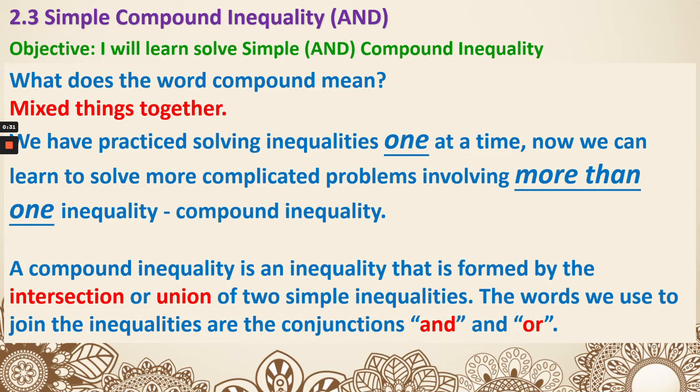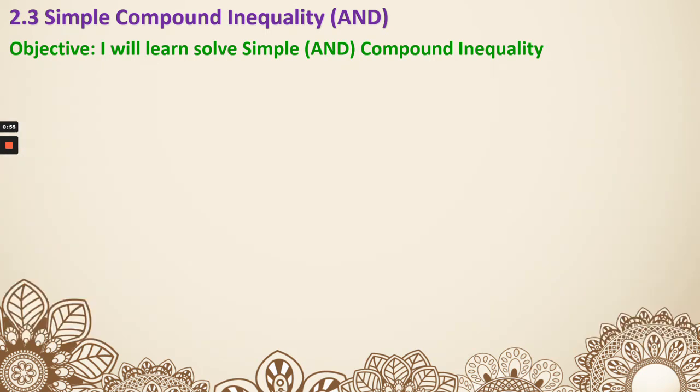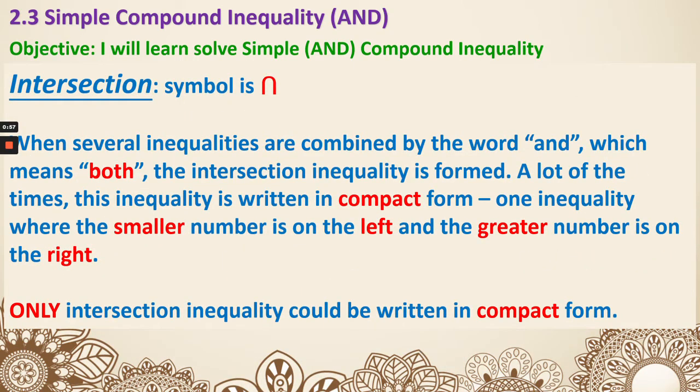A compound inequality is an inequality that is formed by the intersection or union. So these are two very mathematical words that you will learn more about in the future when we get to set theory. For now, you just need to know intersection is when we use a conjunction word, and, and union is when we use a conjunction word, or. Next, intersection. The symbol for intersection is this letter right here. It's actually a Greek symbol, but it's like an upside down letter U, capitalized letter U. So that's how we write it, just like that.